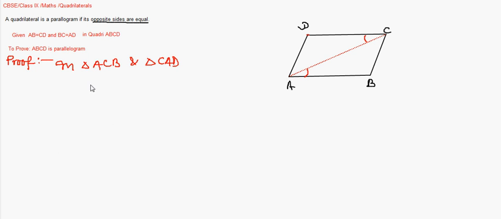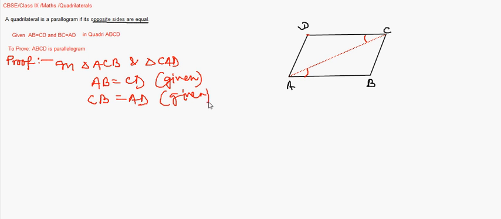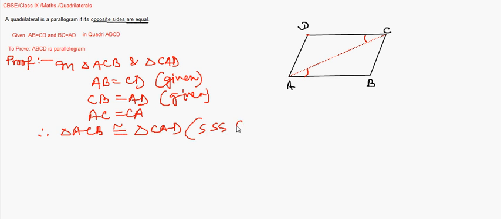We know that AB is equal to CD, that is given already to us. CB is equal to AD, that's also given, and this diagonal I have drawn is common, so I can write AC is equal to CA, that's the common side, thereby proving the congruency of triangle ACB with triangle CAD by SSS criterion.